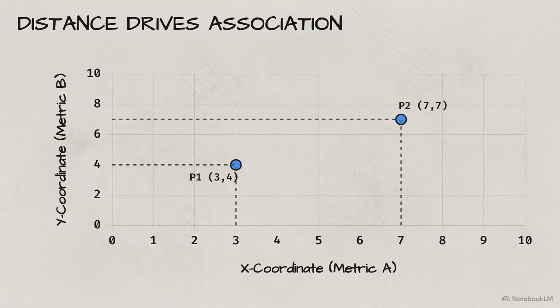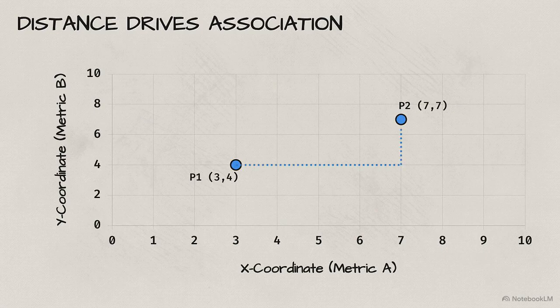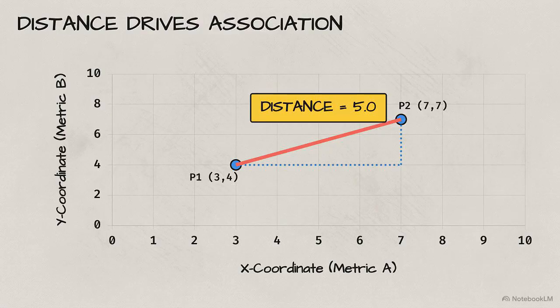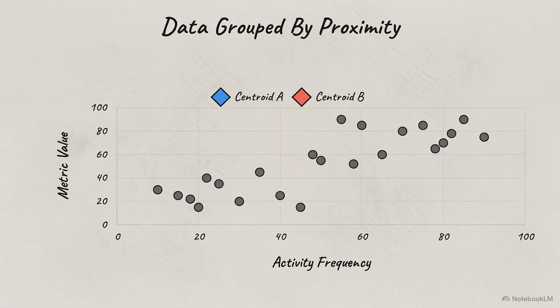K-means achieves this by using the spatial coordinates of each point to determine how they associate with one another, using distance as the primary metric for organization. The first step is initialization. The algorithm drops two randomly placed center points, known as centroids, into the graph. These act as the initial anchors for our two clusters.